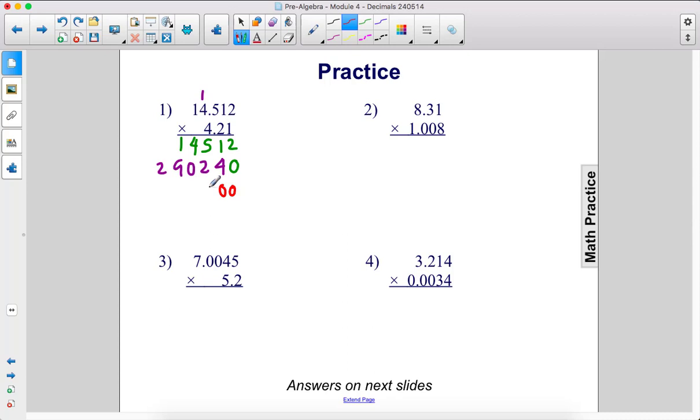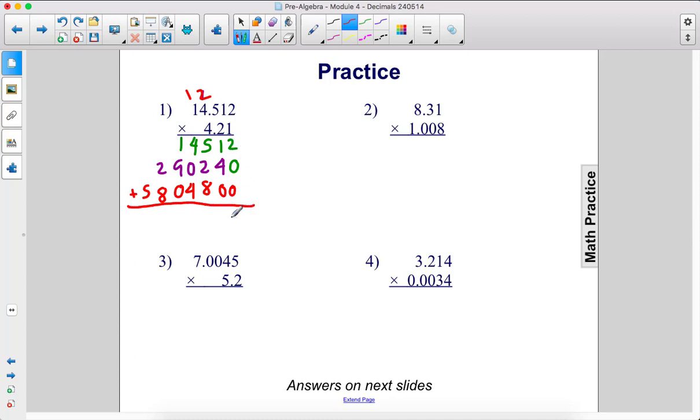Keep going. 4 times 2 is 8. 4 times 1 is 4. 4 times 5 is 20. Put a 0. Carry the 2. 4 times 4 is 16. 17, 18. Carry the 1. 4 times 1 is 4 plus 1 is 5.